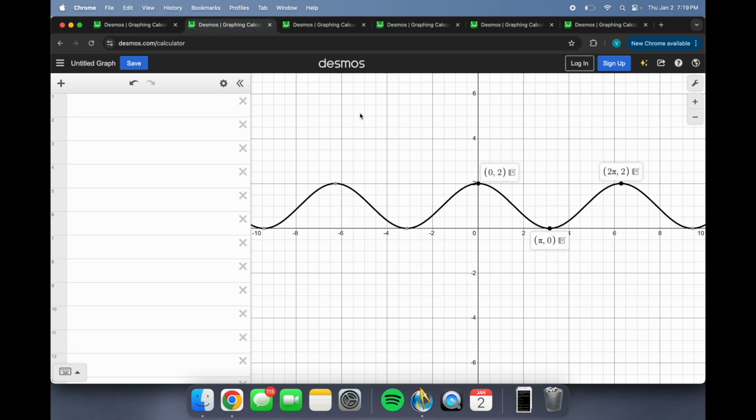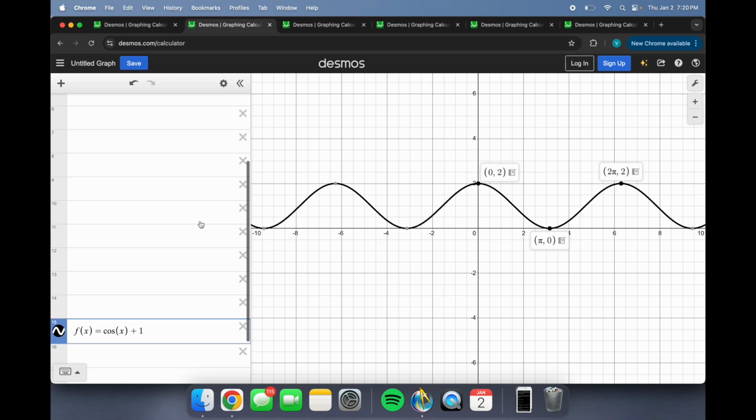All right, what about this one? Well, this starts at the maximum and goes down from there, so cosine seems appropriate. And the only thing different about it is the midline. The whole curve has been shifted up 1. So this is f of x is equal to cosine of x plus 1. And indeed, it is.